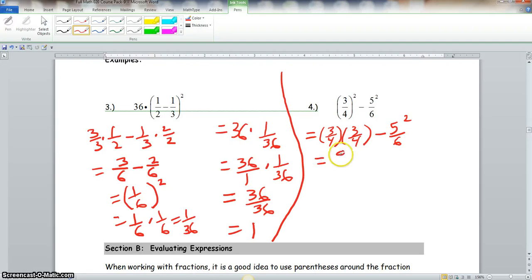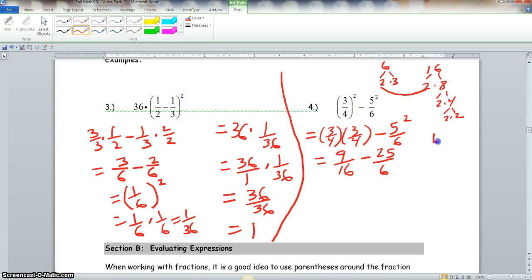3/4 times 3/4 will give us 9 over 16 minus, we know 5/6 to the second power is 25 over 36. Now we need to find the common denominator of 16 and 6. So we could go off here up top and we could take 6, which breaks down to 2 and 3. And we could take 16, which breaks down to 2 and 8, 2 and 4, and then 2 and 2. Now if we look here, this has 4 2's and this has a 2 and 3. We have one set of 2's that match up.